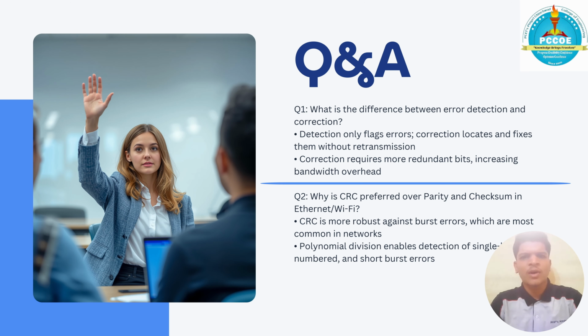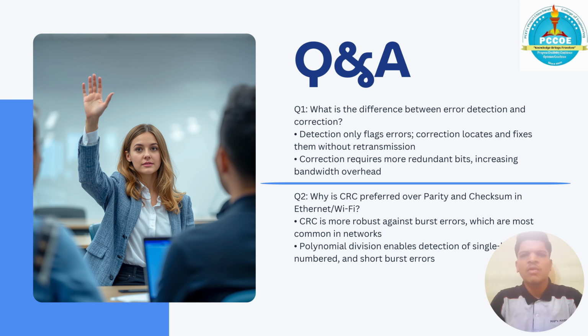Now, here are some questions people generally have for this class. Feel free to think about them. Question 1. What is the difference between error detection and error correction? And why can't all systems use error correction all the time? So, think about it. The key reason is overhead. Correction requires far more redundant bits, which waste bandwidth. So, detection plus retransmission is preferred in most network systems.